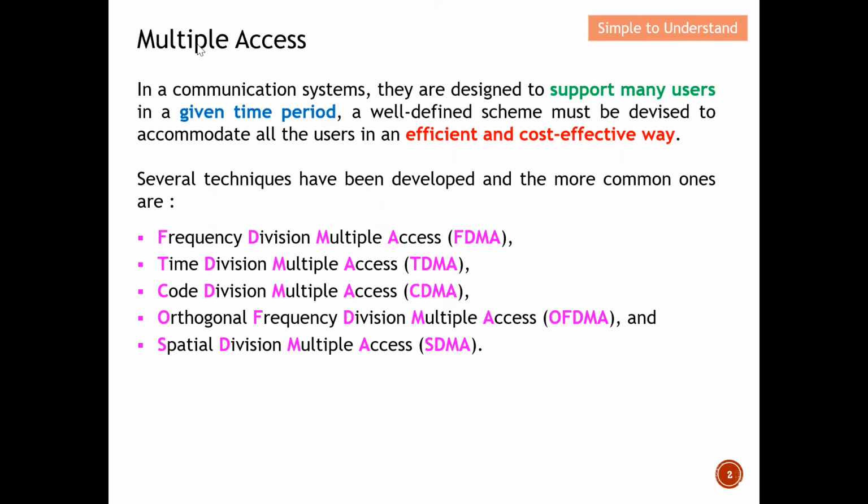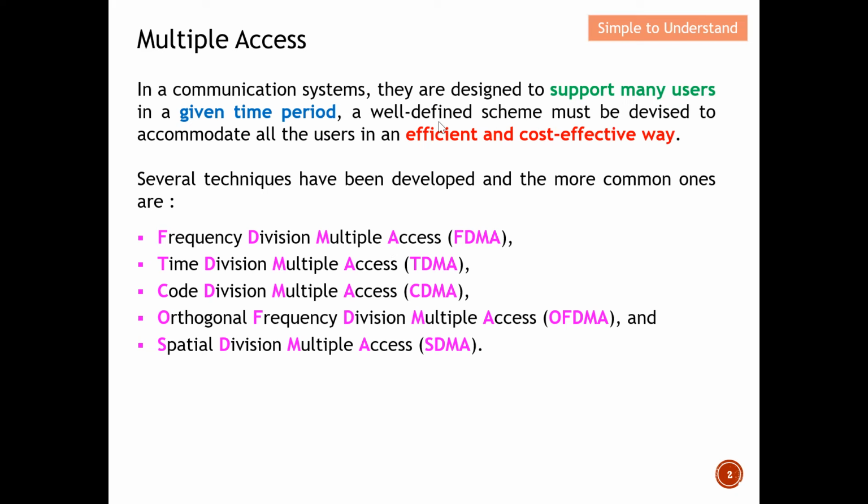Firstly, let's define why we need to have multiple access. As you probably know from the earlier discussion, multiple access is how we share a common resource with many users, or as many users as possible. The definition of multiple access is that a communication system is designed to support many users, or in fact, we want to support as many users as possible in a given time period. Therefore, a well-defined scheme must be devised to accommodate all the users in an efficient and cost-effective way. The key thing here is that we want to support as many users as possible in that given time, and the scheme must be efficient and cost effective.